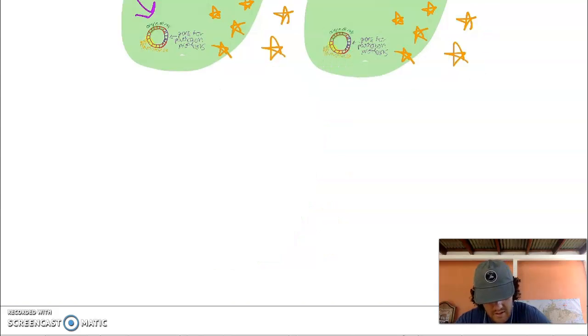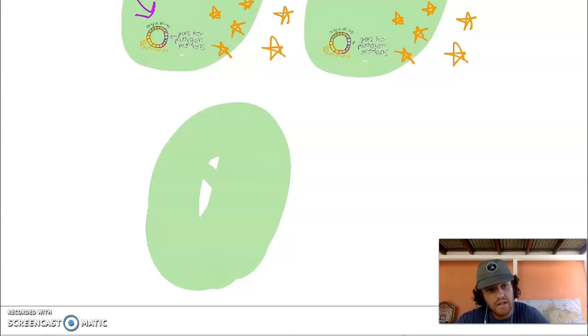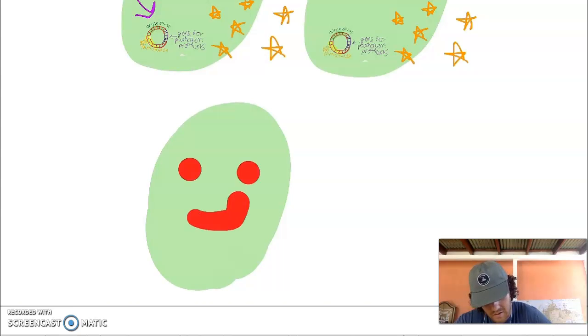There is a chance that some of these bacteria cells might duplicate. I'm going to draw this quickly because I'm also running out of time on my screen recording. Might duplicate, but not receive the plasmid. Okay? If it can't receive the plasmid, it's not going to be producing pathogen proteins for us. So it's kind of useless to us, right?